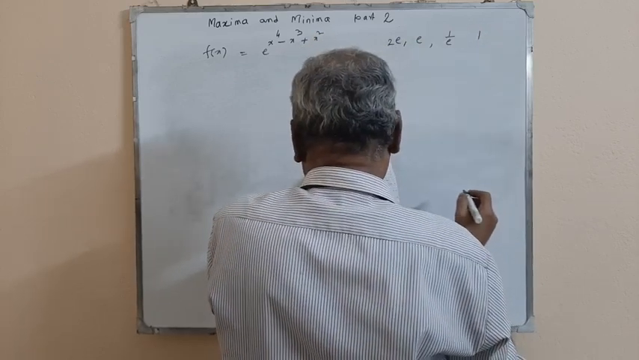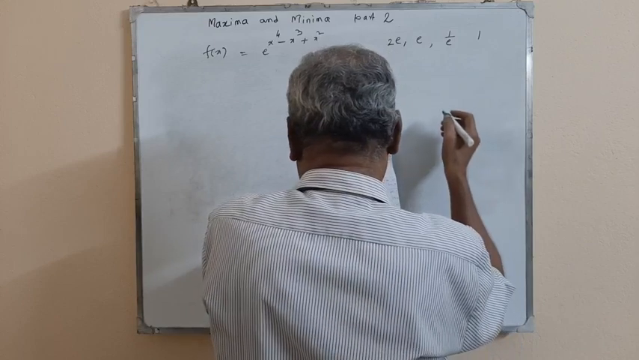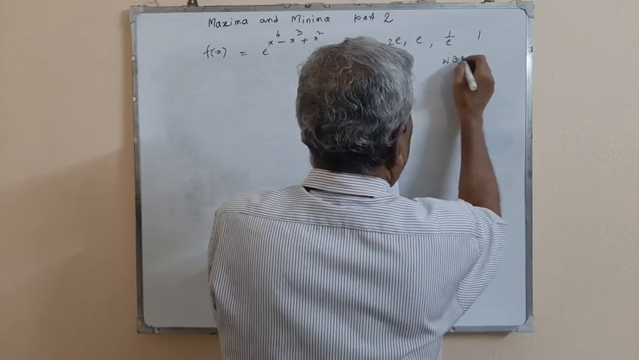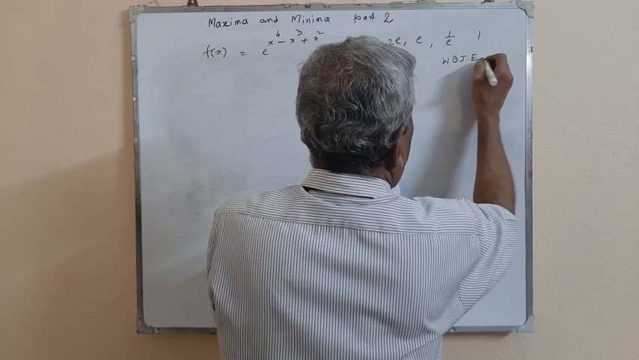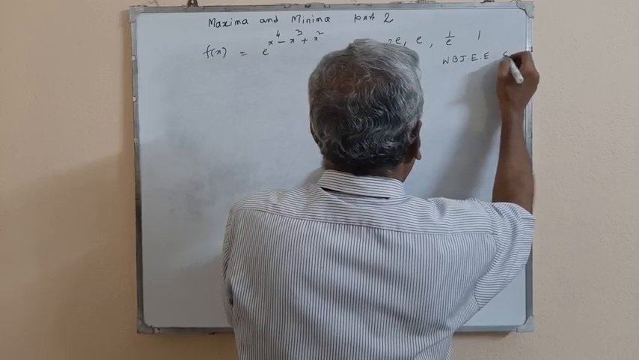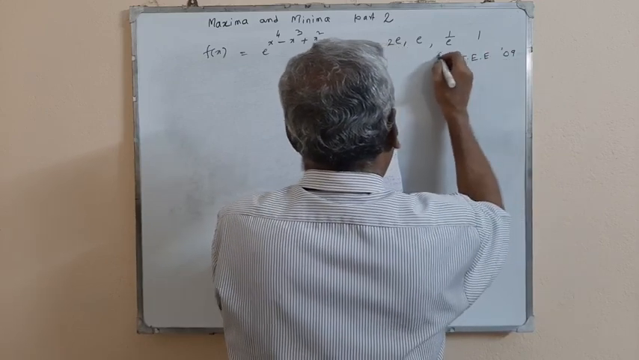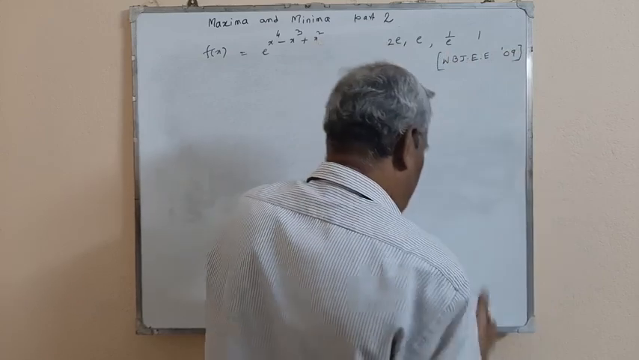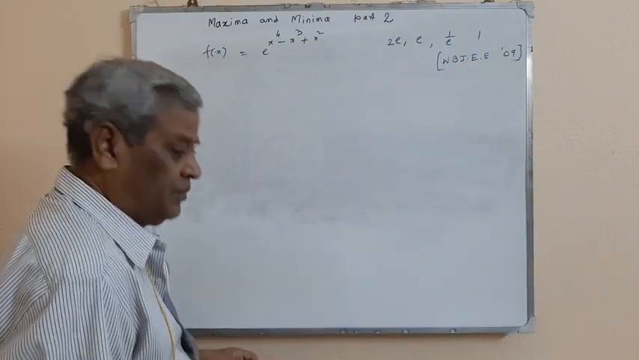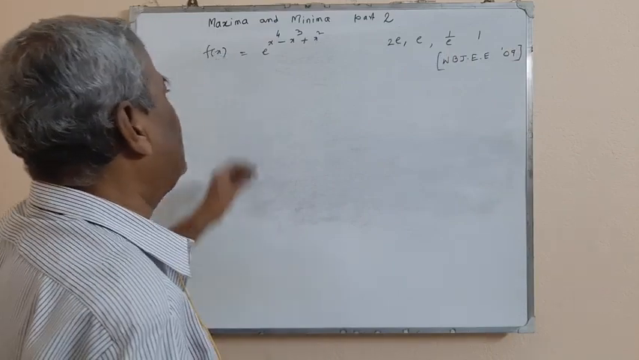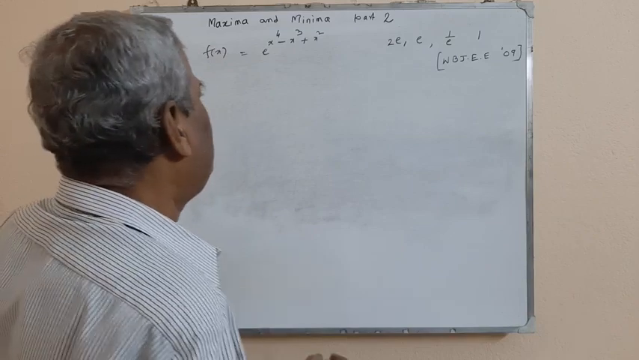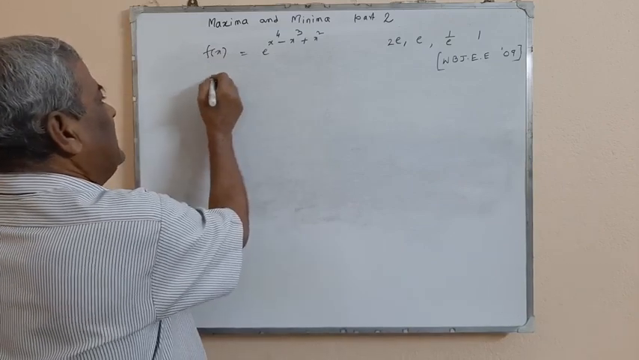The problem was given in West Bengal Joint Entrance Board in the year 2009. Here the problem is very straightforward. One function is given to find its minimum value. We have to differentiate it.